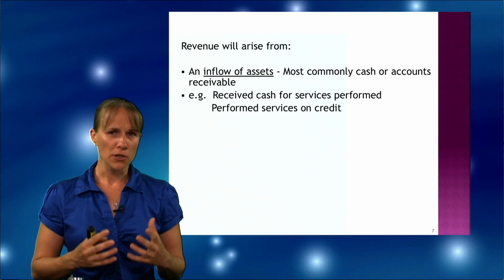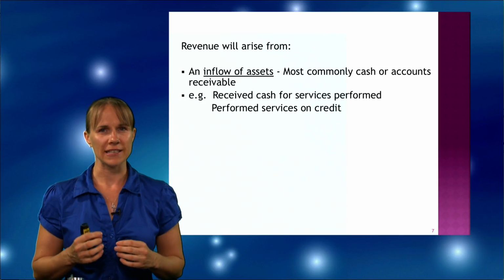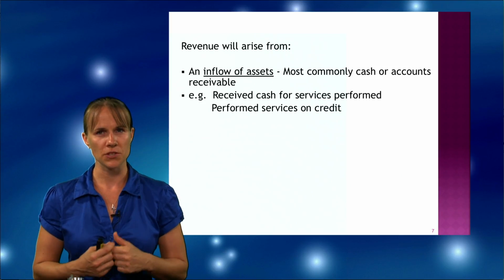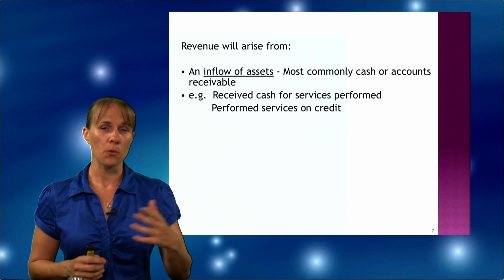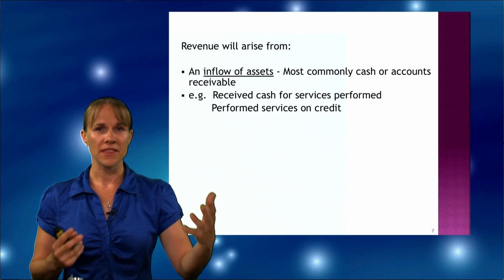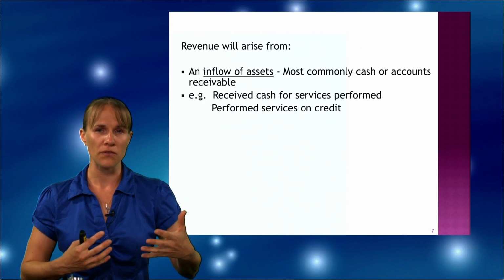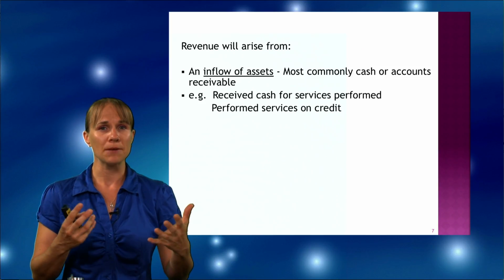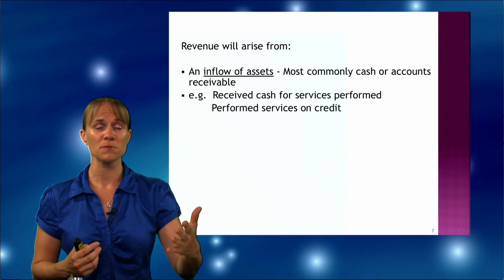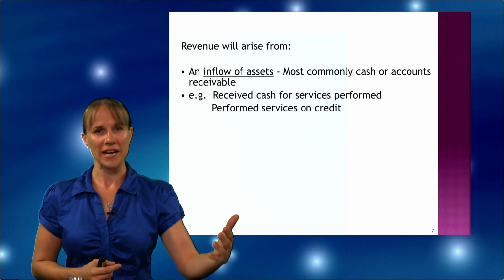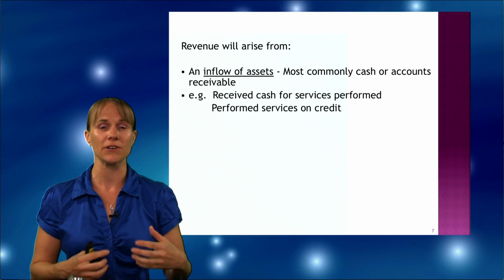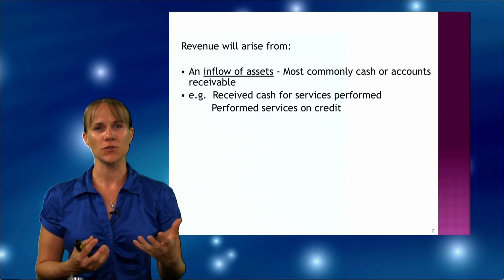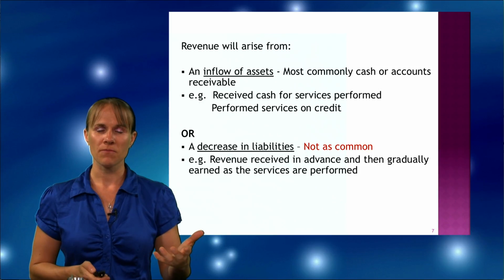Most commonly, that's going to involve our cash or our accounts receivable. So, for example, if we receive cash for some services that we perform for a client, that's forming revenue because that's an inflow of an asset, an inflow of cash. Another example would be we perform some services for a client on credit. So we've done the work, we haven't been paid yet, so what's forming here is an accounts receivable.